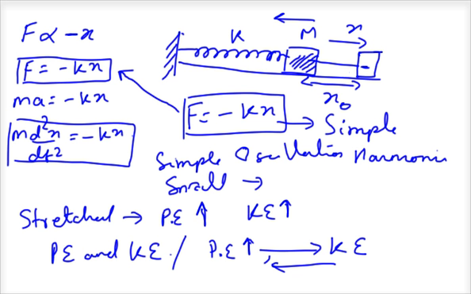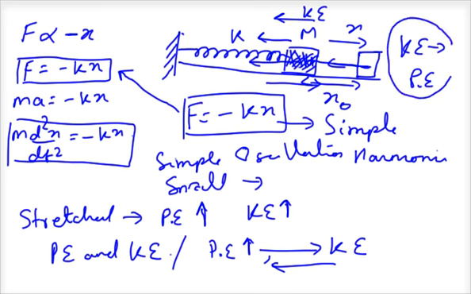Now as the body comes back, it gains kinetic energy, and when it has reached its mean position, it has only kinetic energy. But because of inertia, it continues to move in this direction. As it moves in this direction, the spring gets compressed and pushes it back. So the kinetic energy again gets converted into potential energy. There is a constant interconversion between kinetic energy and potential energy.